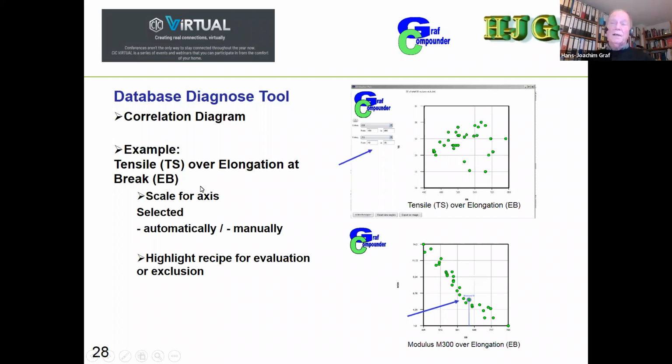So and then you have further diagnosis tools, which you have today also in statistic experimental design software. And that is that you can create all types of correlations. So you can actually search for correlations. And here I have correlated tensile over elongation. And then you say, a little bit, I expected that because the influence on tensile is quite large, beside the crosslink density, for example, or other things. And if you go to modulus over elongation, you see here that you have a very nice correlation, because modulus, you know, is somehow linked to crosslink density with the Mooney-Rivlin equation.